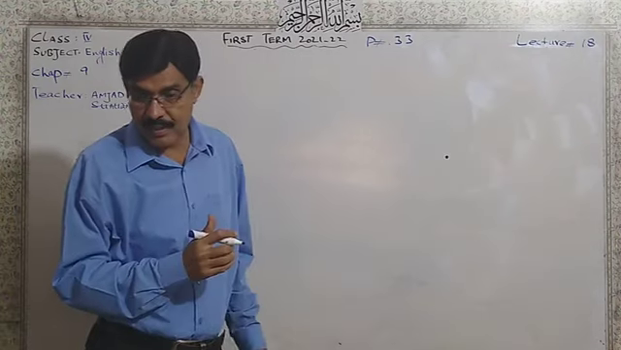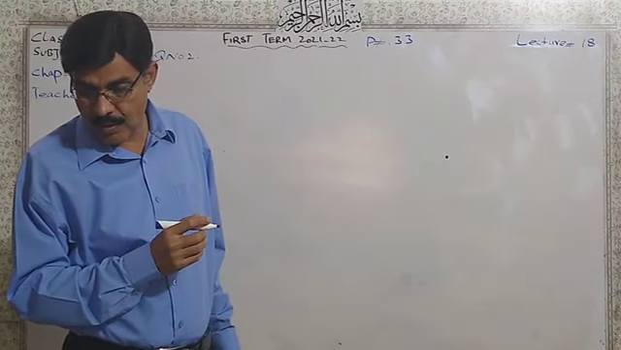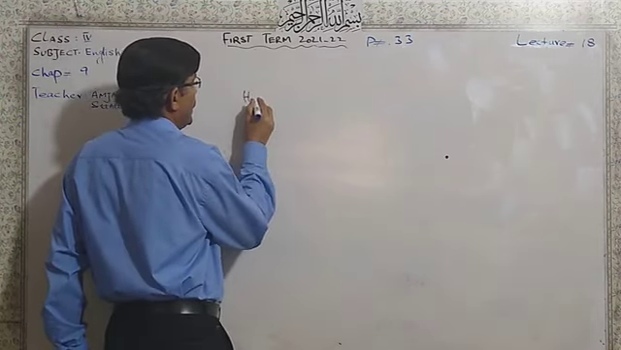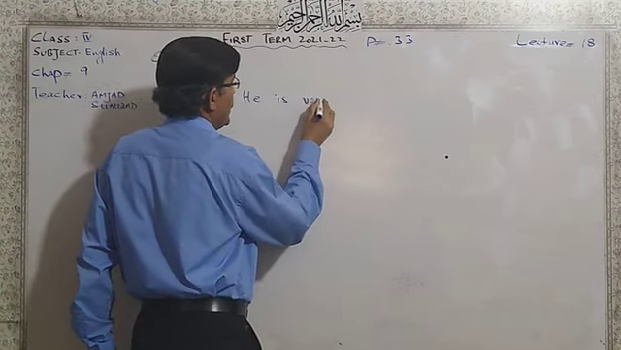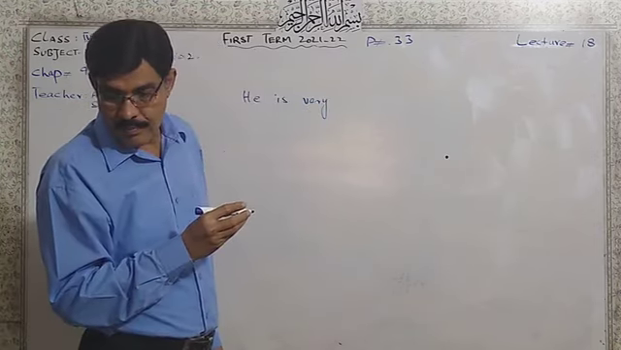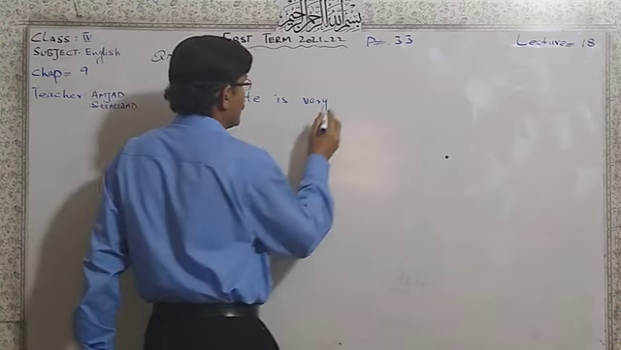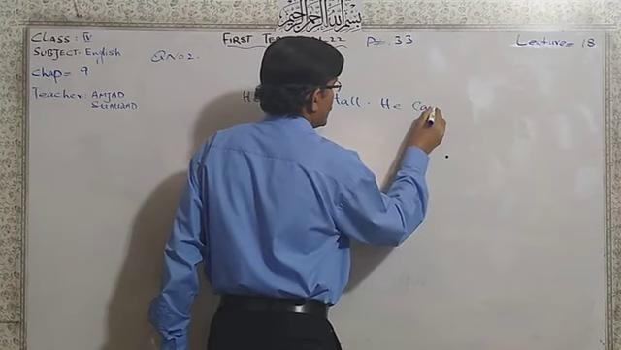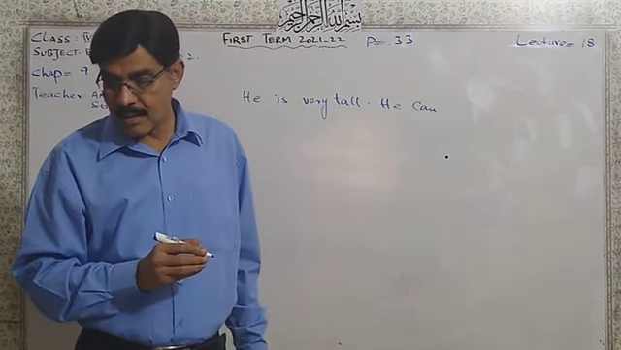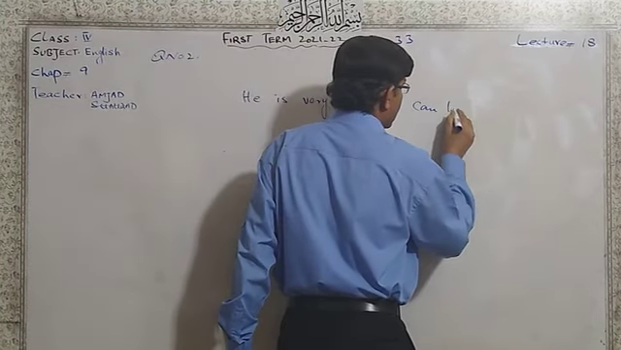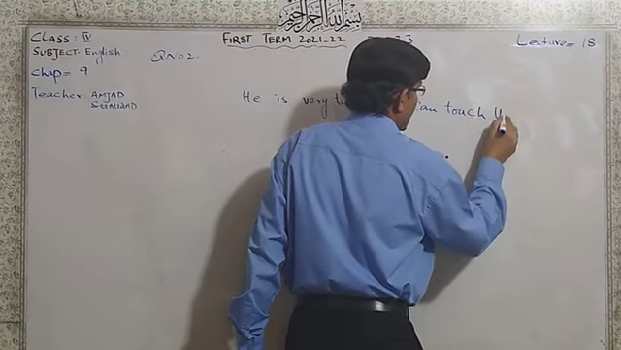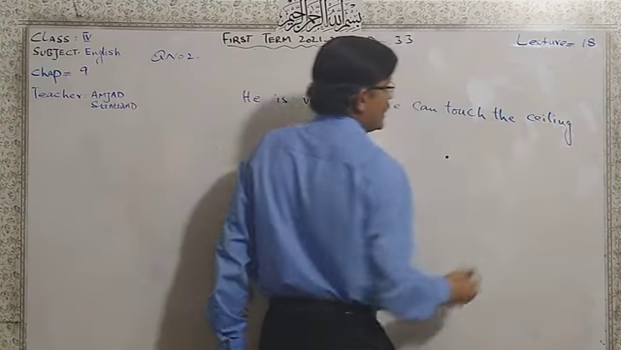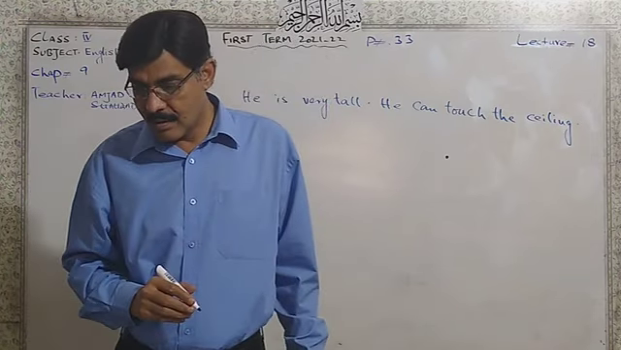I give you an example here. He is very tall, he cannot touch the ceiling. He is very tall, he can touch the ceiling. He can touch the ceiling.